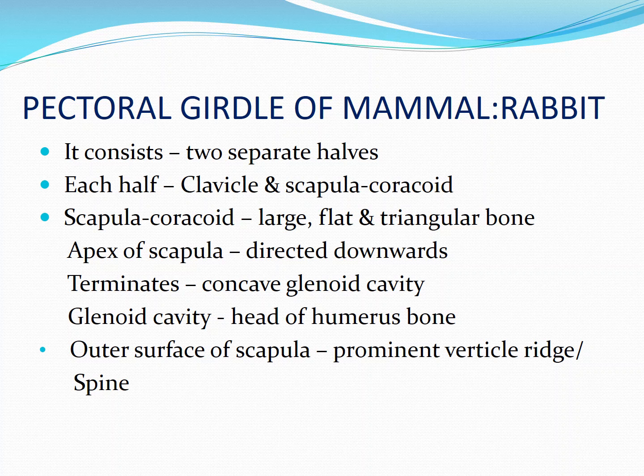You can see in the diagram. The apex of the scapula is directed downwards and terminates below into a concave glenoid cavity which receives the head of humerus bone. Overhanging the glenoid cavity is a small hook-like structure known as coracoid process. The outer surface of the scapula has a prominent vertical ridge which is also called spine.